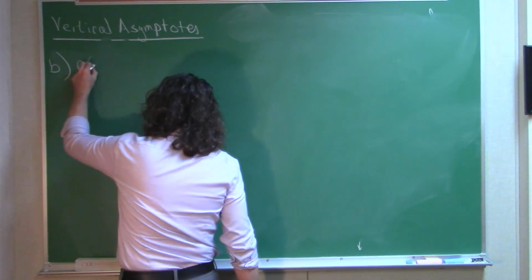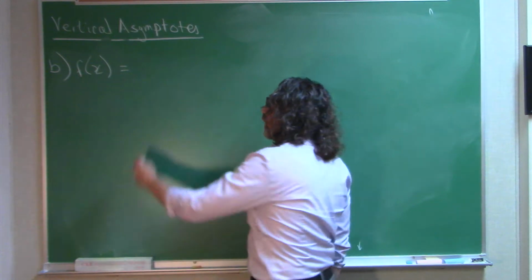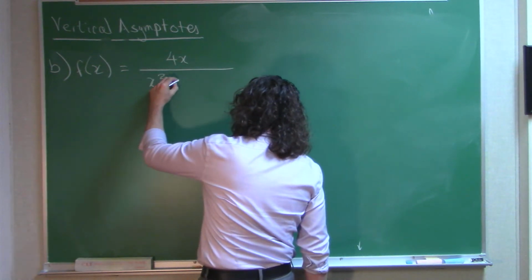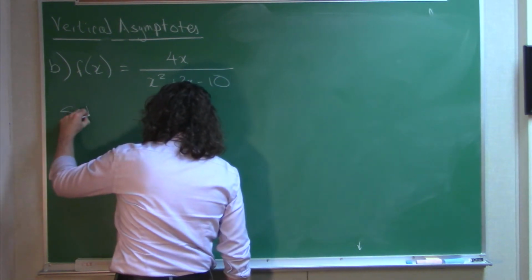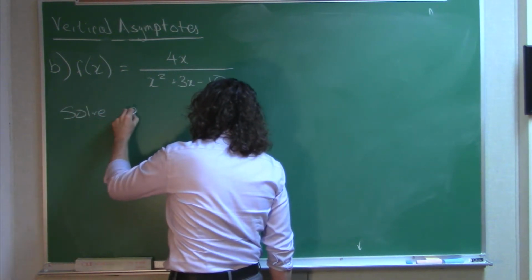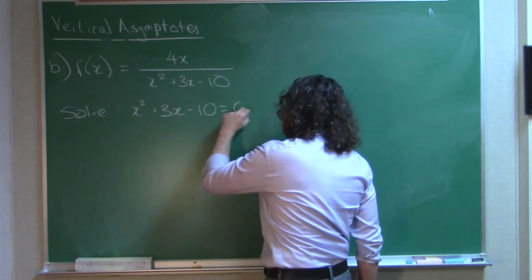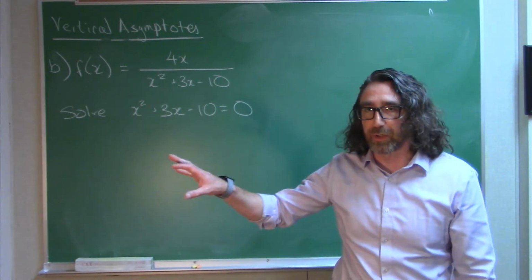Let's do f of x equals 4x over x squared plus 3x minus 10. Okay, so we're going to take the denominator, set the denominator equal to 0, and solve that equation.